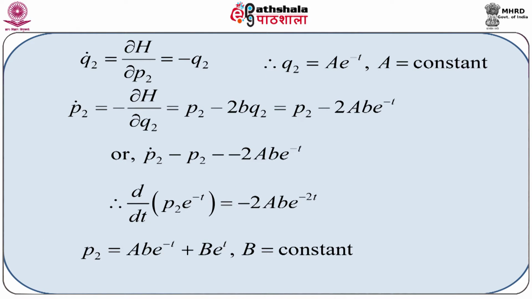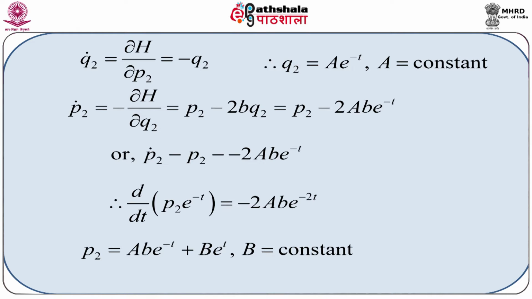Now, Hamilton's equations of motion for the coordinate Q2 give Q2 dot equal to ∂H/∂P2 equal to minus Q2. On integration, this gives Q2 equal to A e to the power minus t. A is the integrating constant.